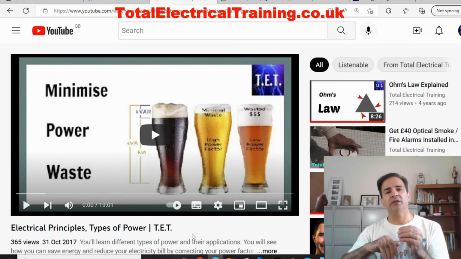When you look at the bill, it's charging you for kilowatt hour. Now, it's not the kilovolt amp reactive that you pay for. It's not the volt amp reactive that you pay for. It's nothing reactive. It's all wattage that you pay for.